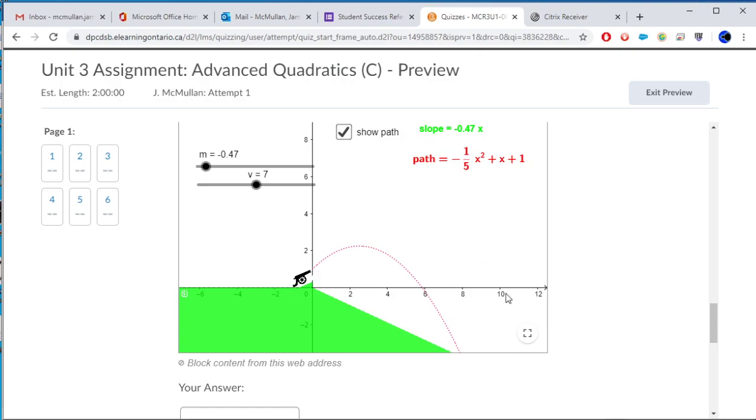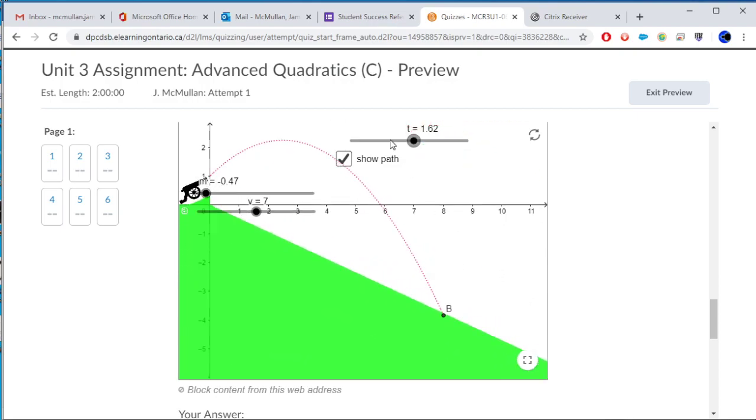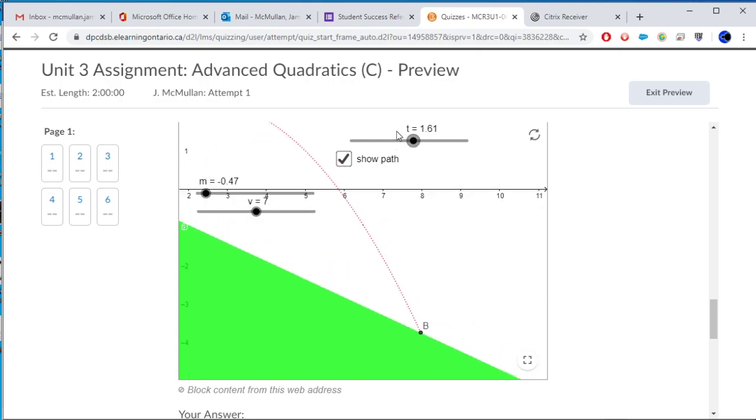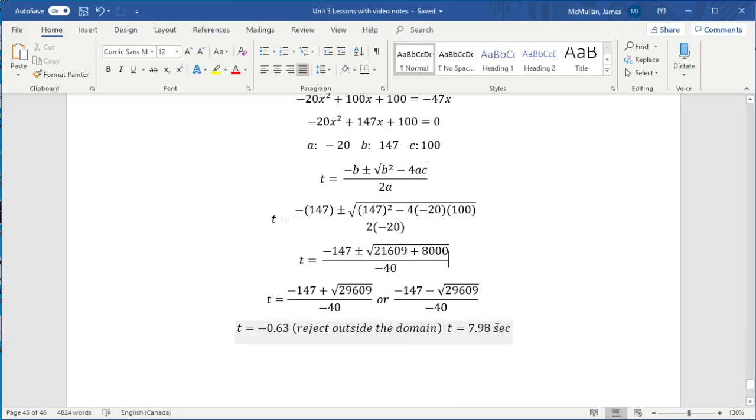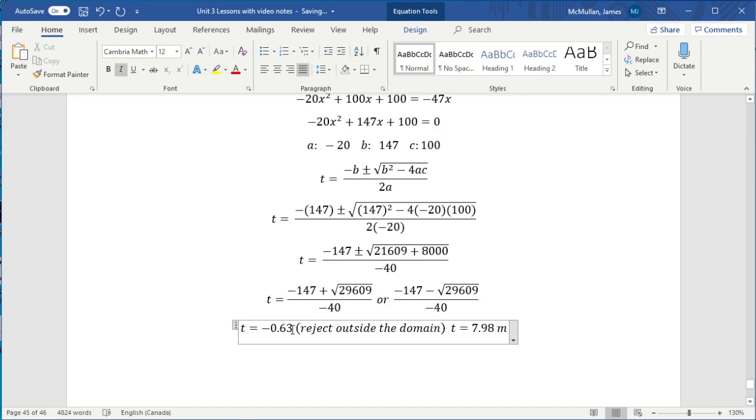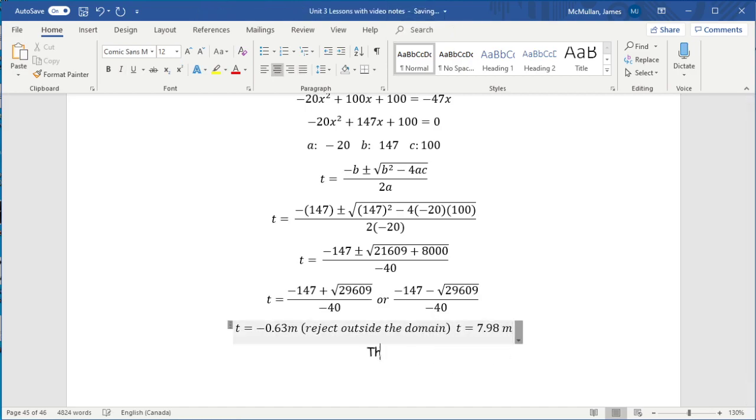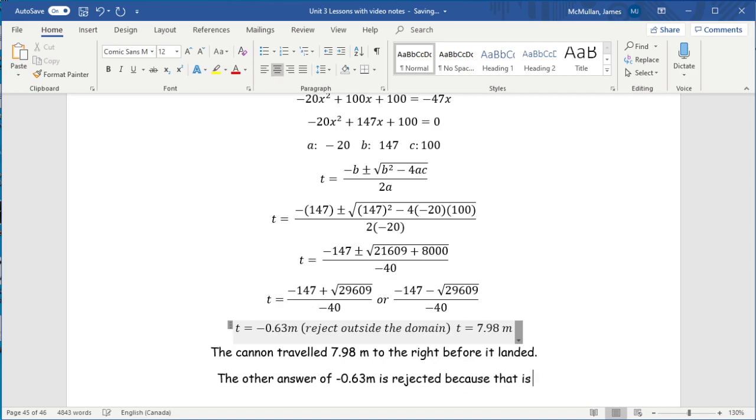And it travels, let's just try and get this as close as we can. It looks like it travels just a bit shy of 8 meters, which, to go back to my question, my answer, it's not 7.8 seconds, it's 7.98 meters, right? So I'm going to say the cannonball traveled 7.98 meters to the right before it landed. Now, the other answer of -0.63 meters is rejected because that is behind the cannon. Obviously, the cannonball did not intersect the hill behind the cannon. I'm only going to take the answer that's in front of it. So I'm going to put in my answer of 7.98.